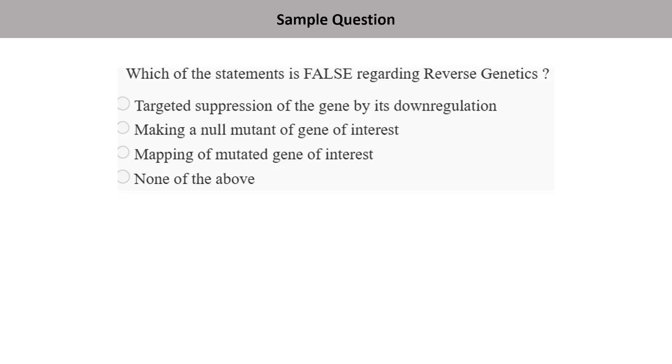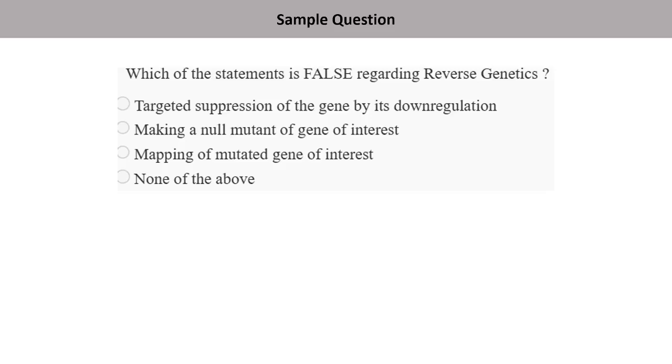So here also, if you try to understand the statement, we are talking about mutant of gene of interest. That means we already know the gene of interest. We just don't know what will happen once we remove that gene. That essentially translates to trying to understand the phenotype, the outcome of mutating the gene of interest that we already know. So of course this will be true in case of reverse genetics.